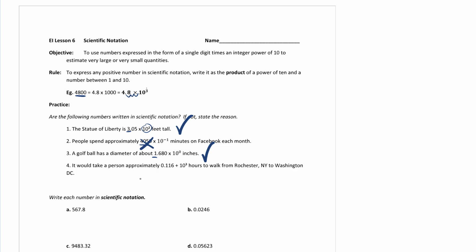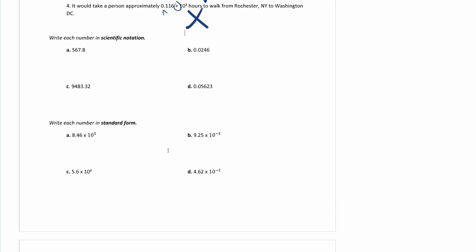It would take a person approximately 0.116 plus 10 to the third hours. Okay, we have two problems with this. One, scientific notation always has a single-digit integer. I don't even think it says that up here. It should. So 0 is not okay for scientific notation. And this should not be plus. If it's scientific notation, we need to have multiplication. So not scientific notation.